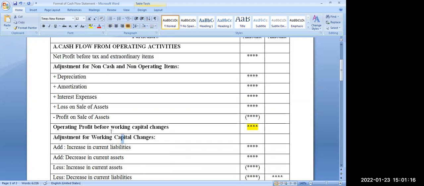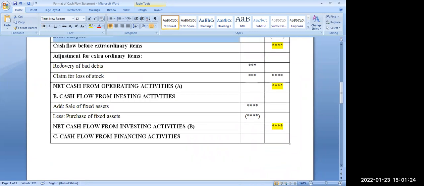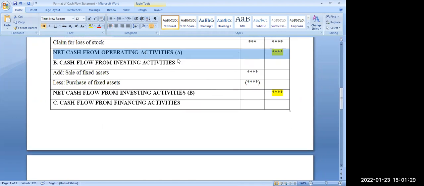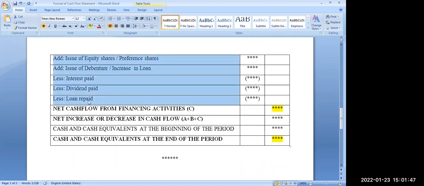After that, whatever we have done so far, that is adjustment for working capital changes, this we already done with numbers. Okay. Next, you will get the net cash flow from operating activities. After that, cash flow from investing activity. Some example I have given here. It will be plus minus. Then the net of this is called net cash flow from investing activities. Then third one is cash flow from financing activity. Some example I have given, financing activity plus minus depending upon the inflow and outflow. The net of this will come here.